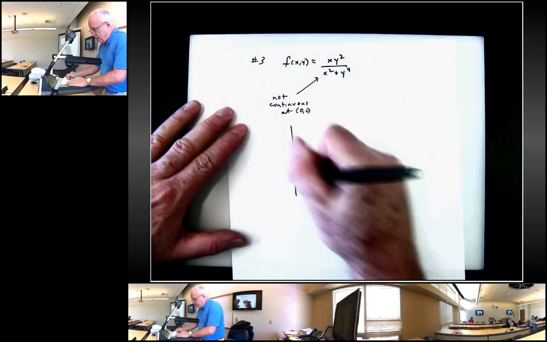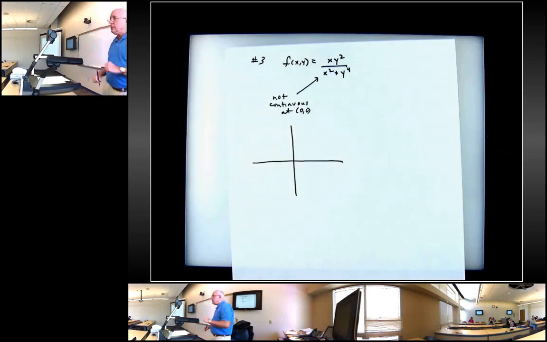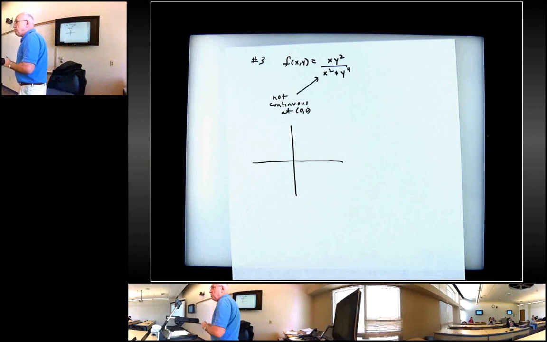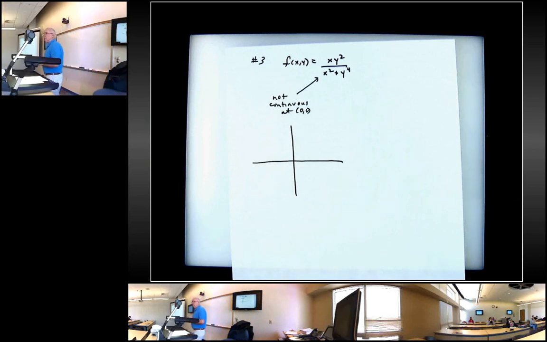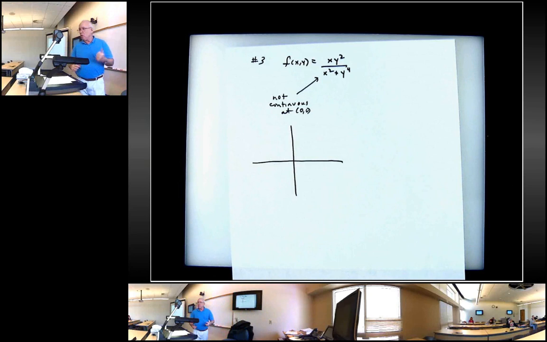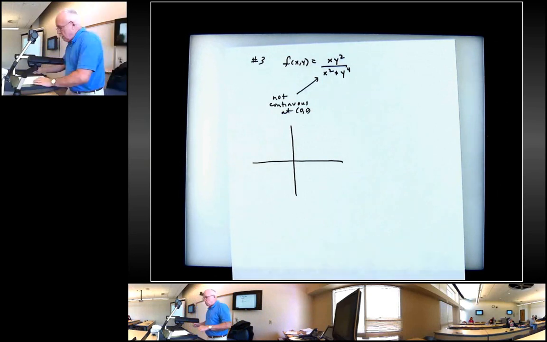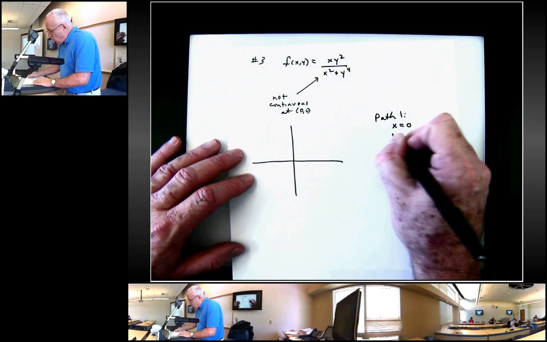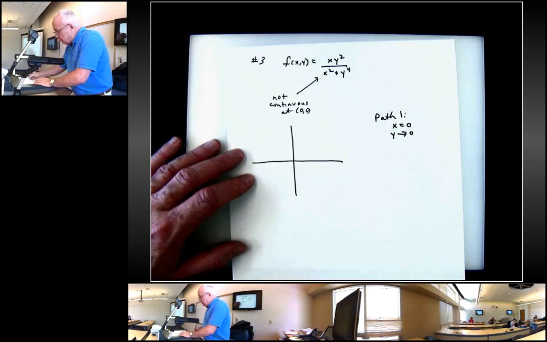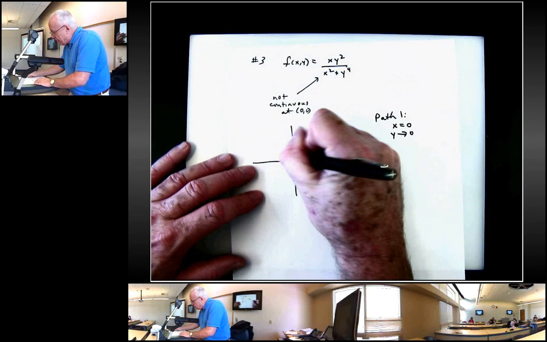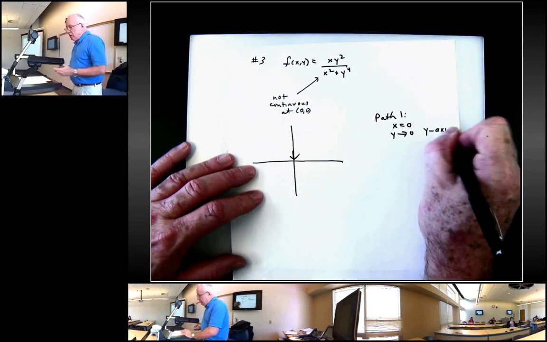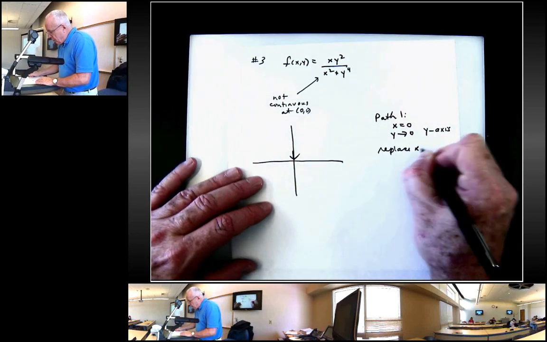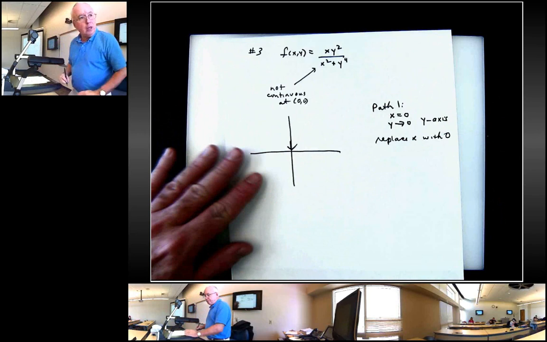We're trying to show the limit doesn't exist, so let's pick an initial path. What do we want to try for an initial path? Either x equals 0 or y equals 0, either one of those will work. So path 1, x is equal to 0, y is approaching 0. So again, we're coming down the y-axis. Okay, so we'll replace x with 0 in our function. And so what do we get here?